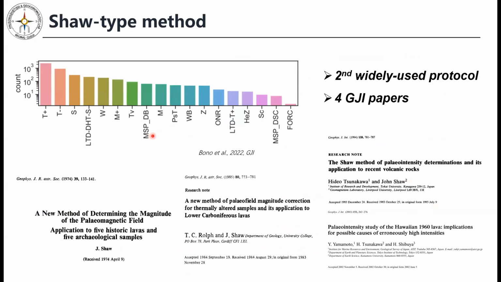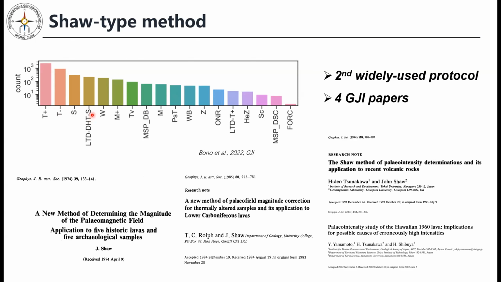And this is a chart showing the frequency of use of the paleointensity methods. The T-related abbreviations are the Thellier series method, and the S-related abbreviations belong to the Shaw series method. For example, the S, LTD-DHT, DHDS, and SC here. What we can see in this plot is that the Shaw method is another widely used protocol, second only to the Thellier series method. And in principle, the Shaw method can avoid some of the problems that we may encounter in the Thellier series experiment.